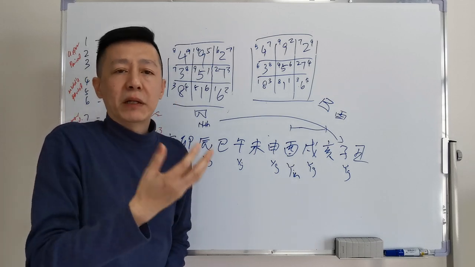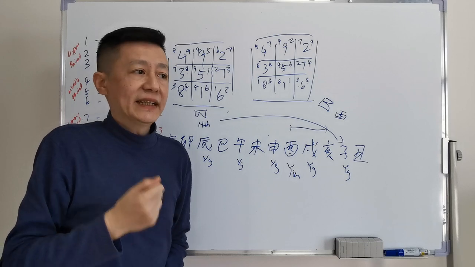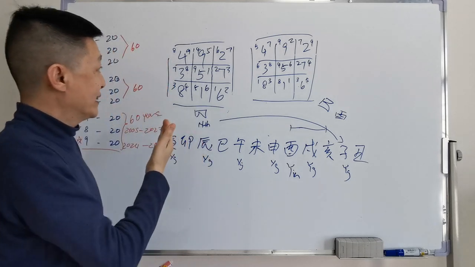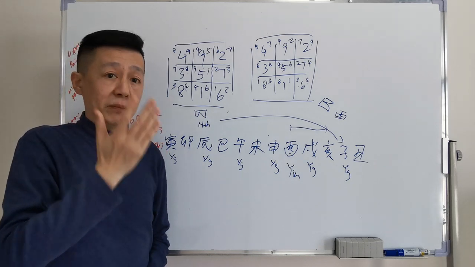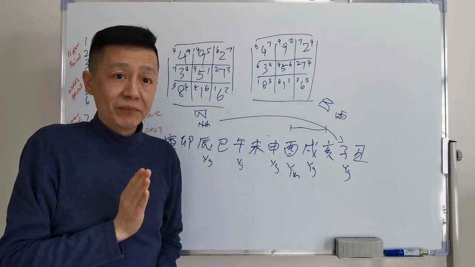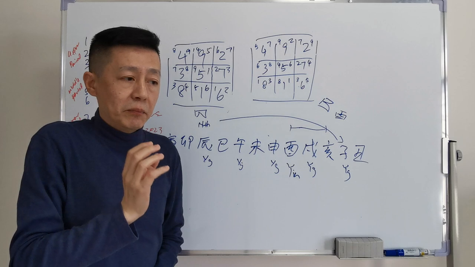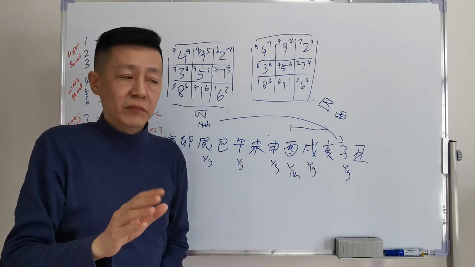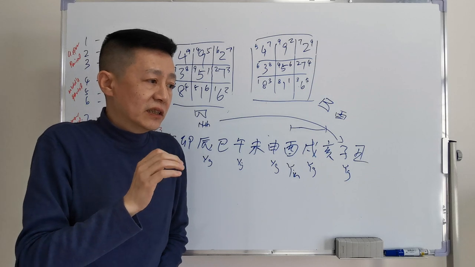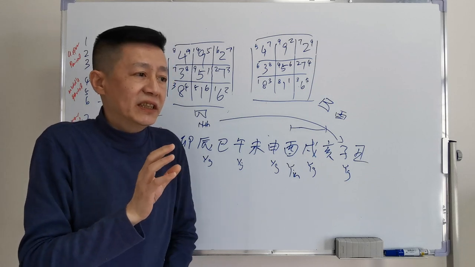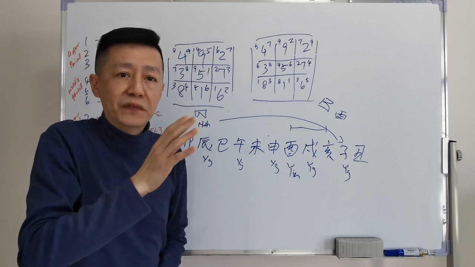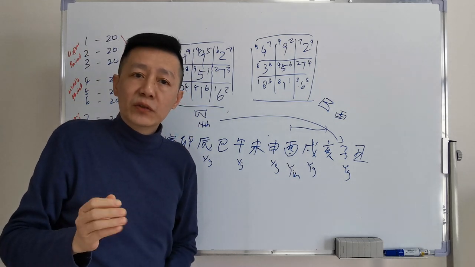So let's say some of the apartments are occupied and some are empty, okay? The flying stars are all the same in all the apartments, right? But in the apartment that is not occupied, nothing happens. The unit that is occupied by humans, then a different scenario happens. You understand?